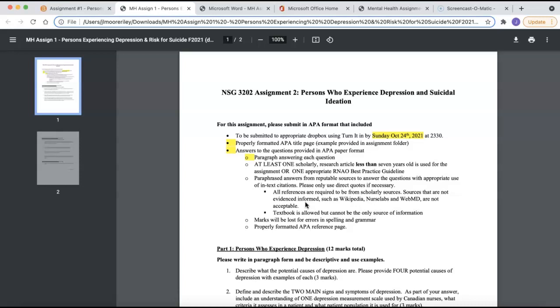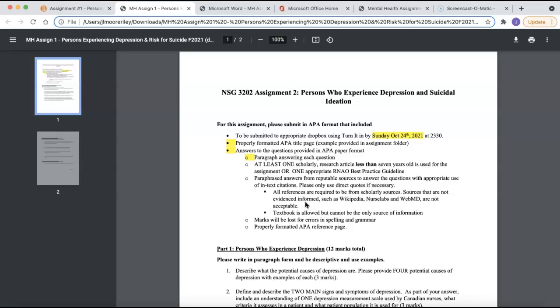I've given a few examples already in our lecture from last week, and in the week 5 module you'll find something, but please know that there's other ones out there. You need to paraphrase your answers from reputable sources to answer the questions with appropriate use of in-text citations. If it's not your own ideas, if you didn't come up with it on your own, you need to put an in-text citation or it will be considered plagiarism.